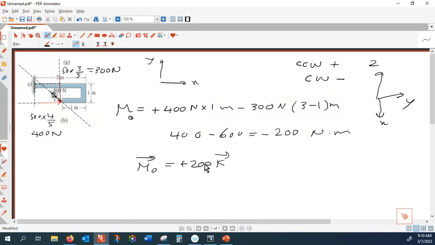Did I make a mistake? Yeah, this is 400, take away 600. The magnitude is 200. So that negative only tells you this is clockwise. But with this xy, that would be positive k. Yeah?